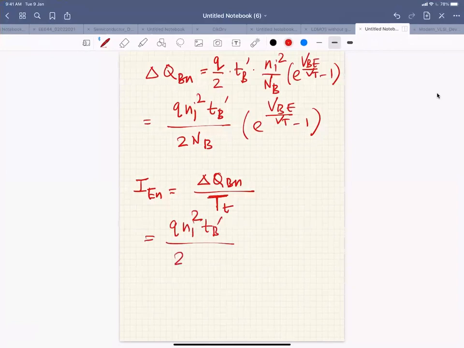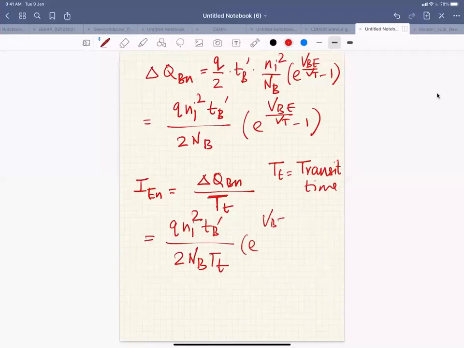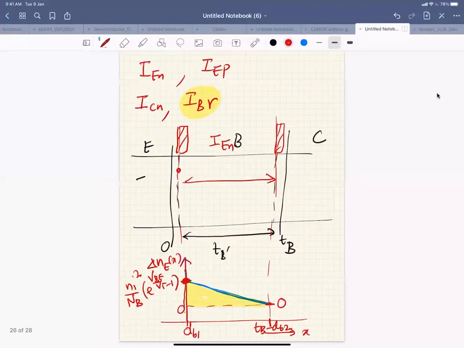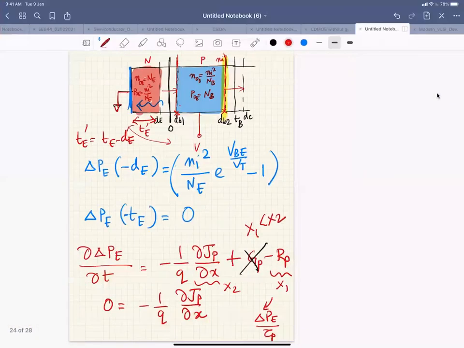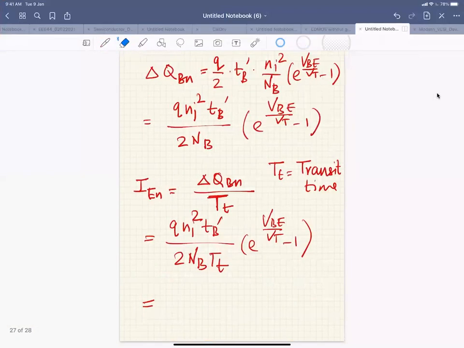PB dash over 2NB and TT, the transit time, right? So TT e to the power Vb by Vt minus 1, right? So I could write the current in this form also, right? If I know the excess charge, then I could write it in this form. And this current I could equate with the current that we have derived, which is IN, which is QAE. Current means I have to multiply by AE also, right?